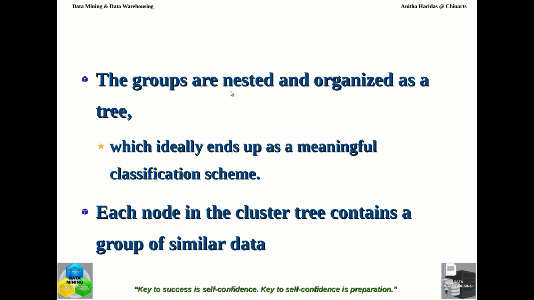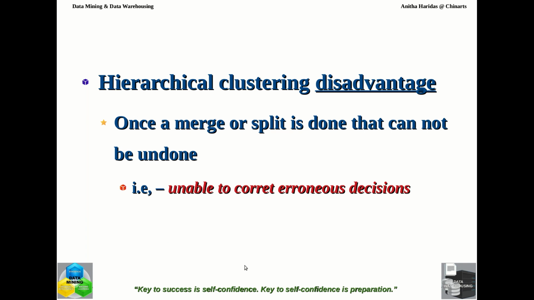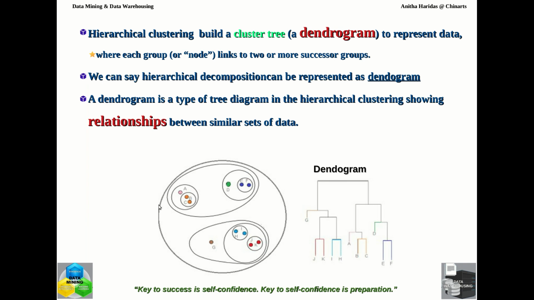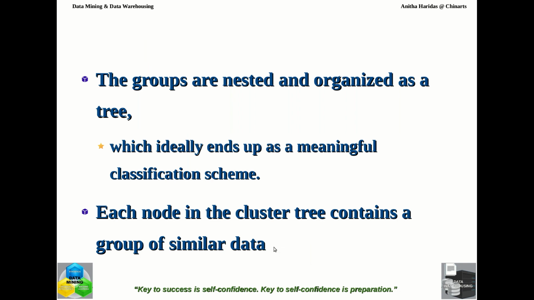The groups are nested and organized as a tree, which ideally ends up as a meaningful classification scheme. Each node in the cluster tree contains a group of similar data. If you observe each node here, if you take the entire set of objects, they will have some set of similarity. Or again, if you divide the objects like this, H and I are somewhat related, J and K are somewhat related, E and F are somewhat related. That is what the point says. Each node in the cluster tree contains a group of similar data.